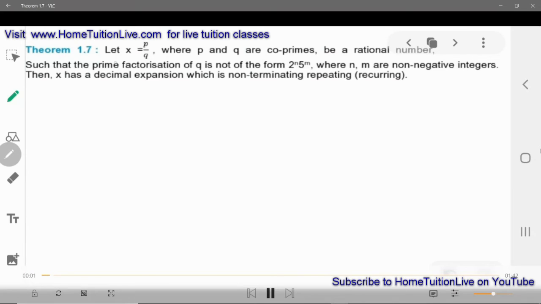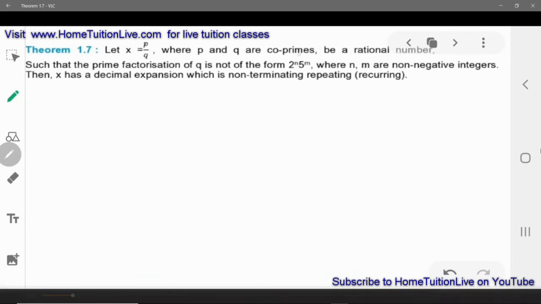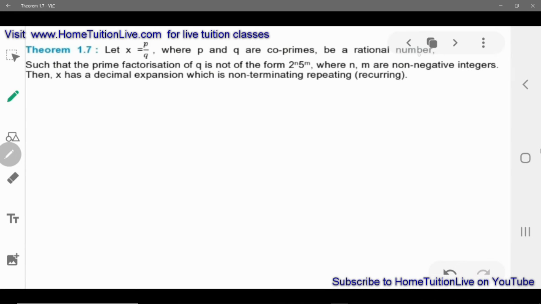What it says, theorem 1.7: let x equal p by q, where p and q are co-prime numbers, be a rational number such that the prime factorization of q is not in the form 2 power n, 5 power m. So we will take an example like 1 by 3. Here 3 is not in the form 2 power n, 5 power m, where n and m are non-negative integers, and x has a decimal expansion which is non-terminating, repeating or recurring.